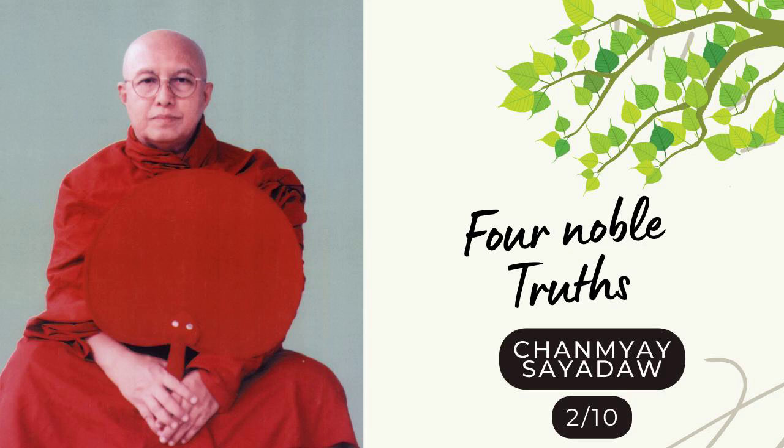But there are 52 mental concomitants or mental associates that arise together with the consciousness, in accordance with the object. Not all of the 52 mental states arise together with the consciousness, but some of them arise together with the consciousness, depending on the object and depending on the mental attitude of the person.